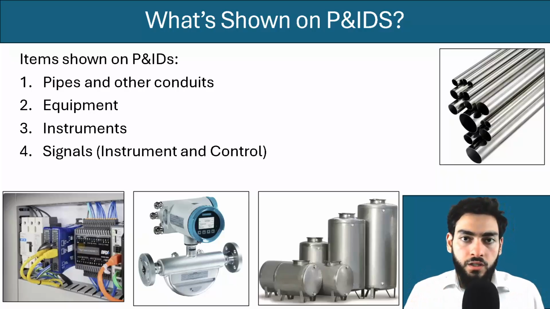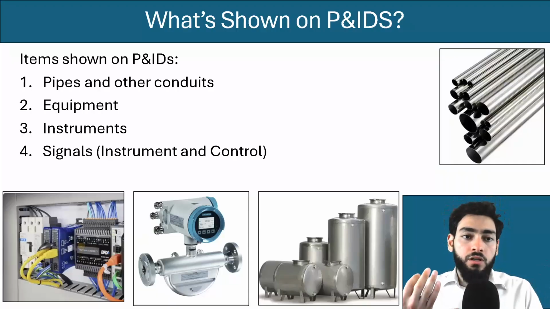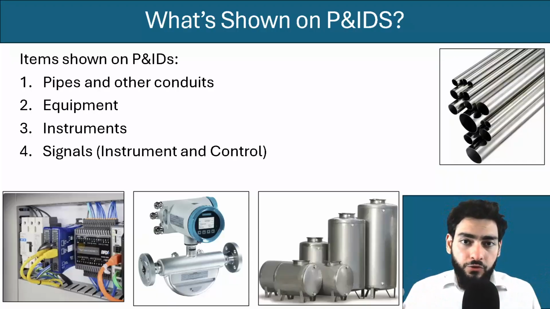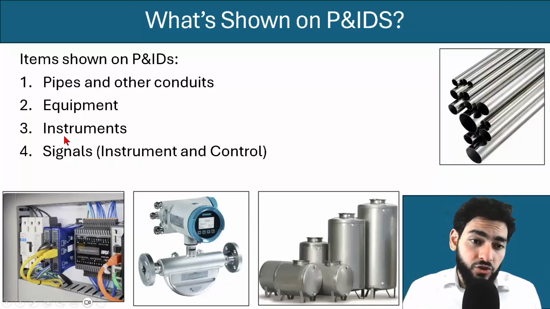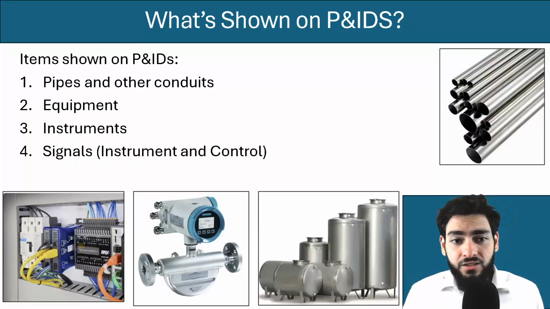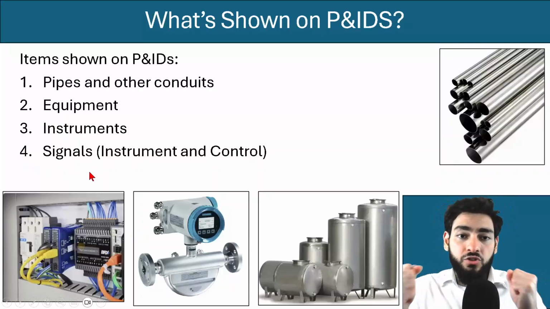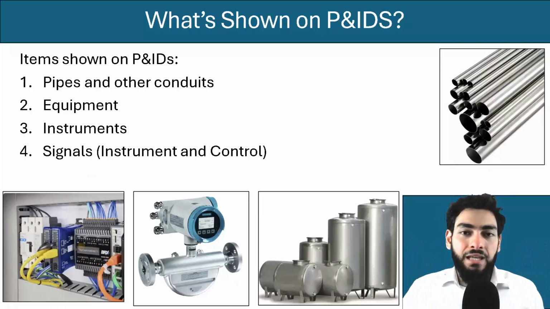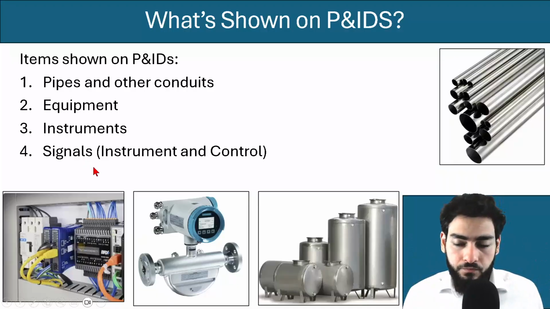In this video, we're going to look at what is usually shown on P&IDs. Everything on P&IDs could be classified under one of these four categories. You can either have pipes and other flow conduits, so these are flow carriers, essentially. You could have equipment, you could have instruments, and finally you can have signals, which essentially allow instruments to communicate with each other and for the control system to be implemented through these signals that you show on the P&ID.